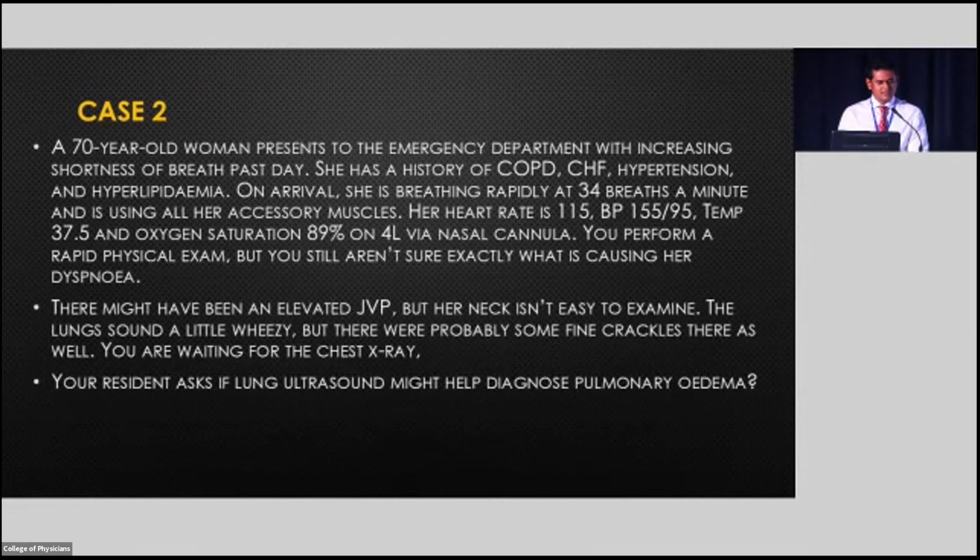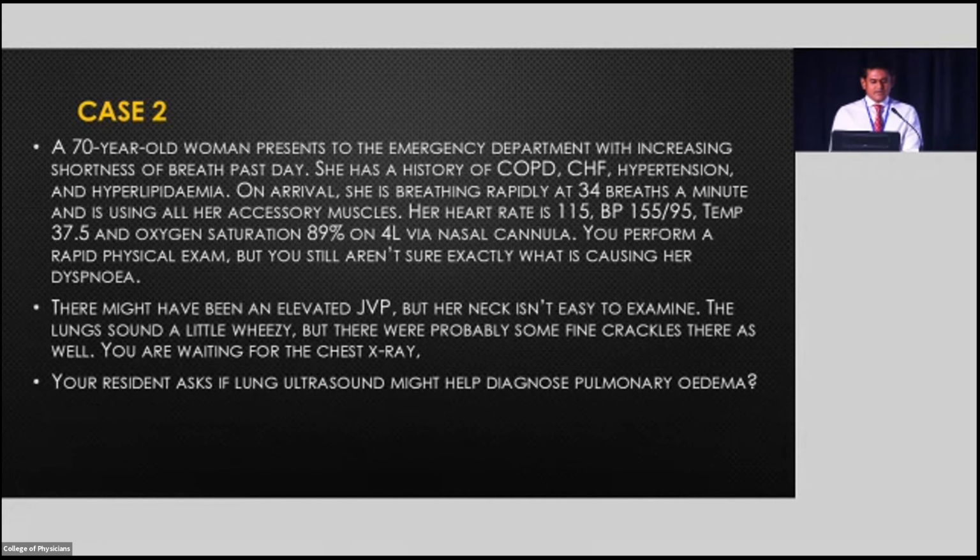Case 2, a 70-year-old woman presents to the emergency department with increasing shortness of breath past day. She has a history of COPD, congestive cardiac failure, hypertension, and hyperlipidemia. On arrival, she's breathing rapidly, she's tachypneic, and using all her accessory muscles. Her heart rate is 115, blood pressure is all right, temperature is 37.5, saturation is 89 on 4 liters of nasal cannula. You perform a rapid physical examination, but you still aren't sure exactly what is causing her dyspnea.